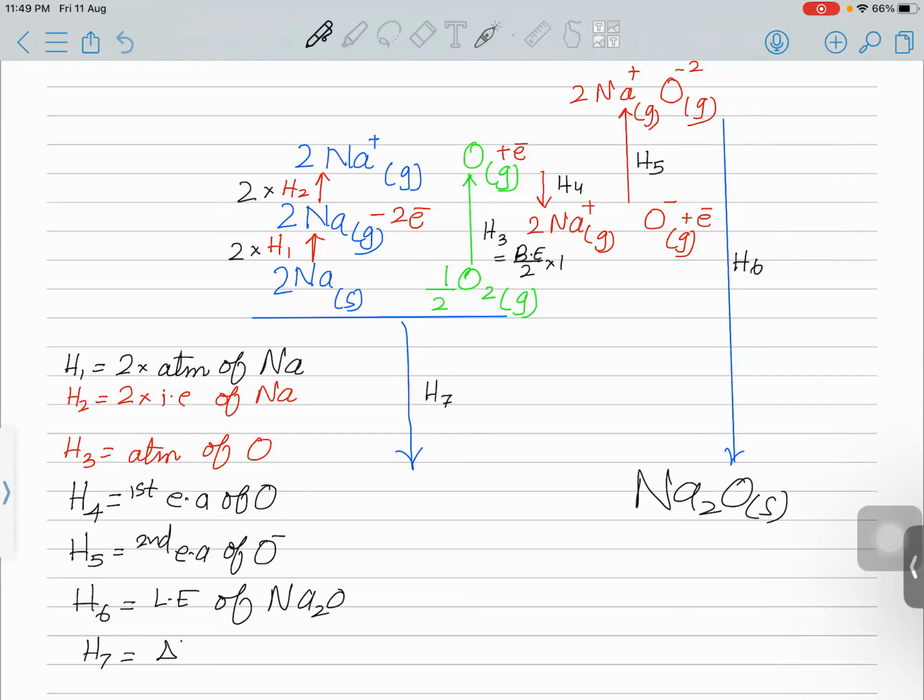And delta HF of, what is the formula? Na2O. Okay, what is the formula to find lattice energy? H7 equals 2 H1 plus 2 H2 plus H3 plus H4 plus H5 plus H6.